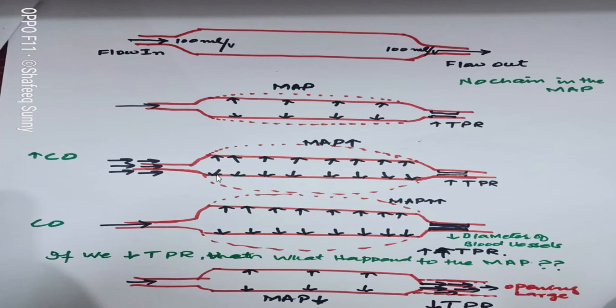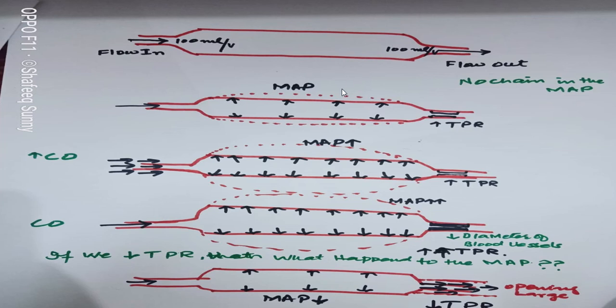Let's come up with the diagram. Suppose it is the main artery, the main vessel, with flow in and flow out. Suppose 100 ml per unit of blood is flowing through this main blood vessel, and 100 ml is going out. That means there is no change in the mean arterial pressure.